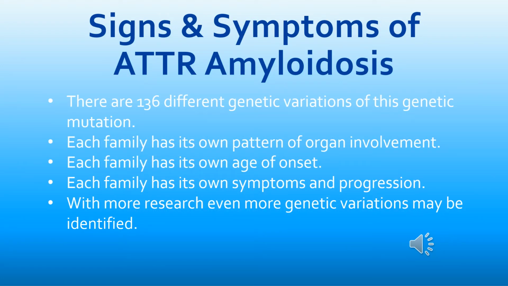What you need to know is, so far, they know that there are 136 different types of genetic mutation variations with this genetic code mutation. Every family is different. They have their own pattern of organ involvement, their own age of onset of symptoms, their own symptoms, and their own progression. There is no actual pattern to this that can be identified.